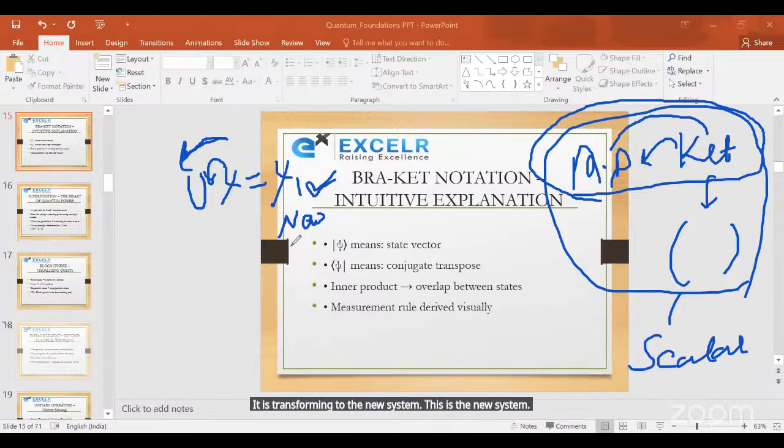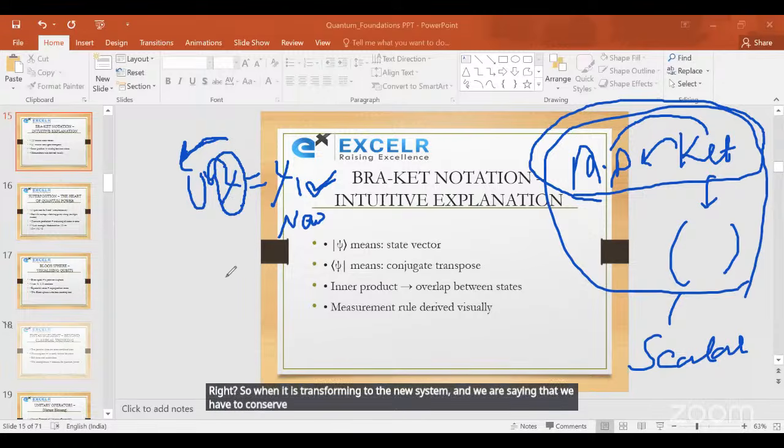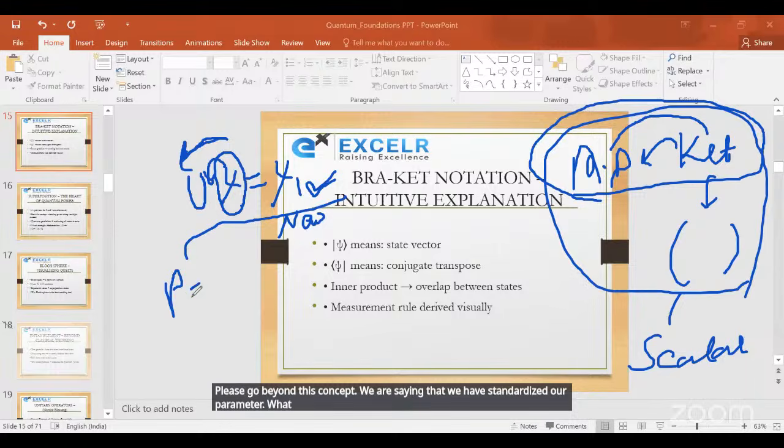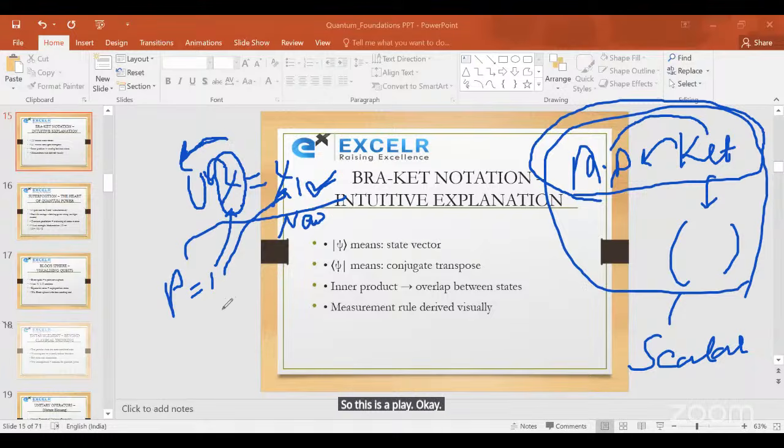When it is transforming to the new system, we have to conserve this normalization. We have standardized our parameter. What parameter? Probability should remain 1. So it should remain 1 on this side also. So everywhere in the next quantum algorithms, in the quantum gates, this plays a role.